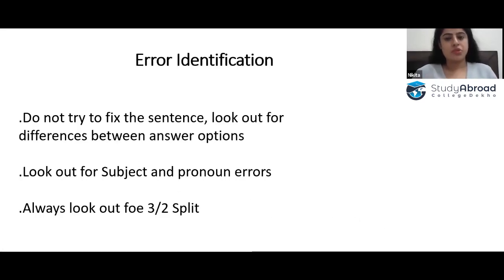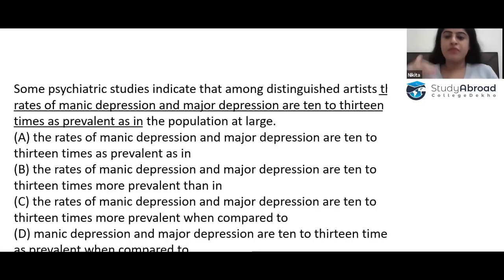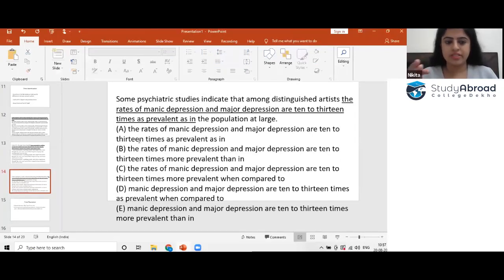Now, let me take you back to the third pointer to approach the questions. It says it has to be the 3/2 split. Okay, now what do we mean by that? It says that out of the five options that you get, A, B, C, D, E, in about 9 out of 10 cases, three of the options will have a similar pattern and two of the other options will have another pattern.